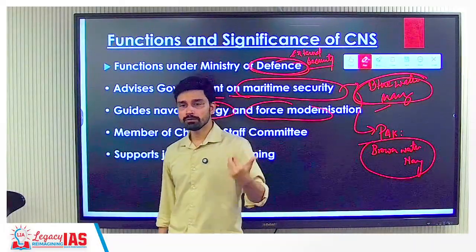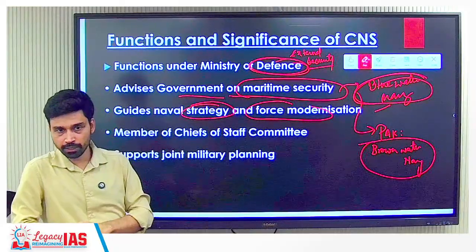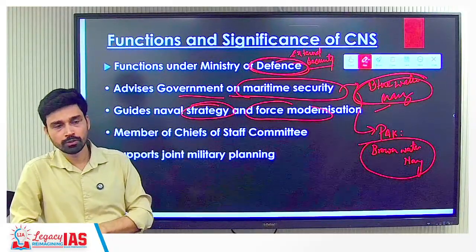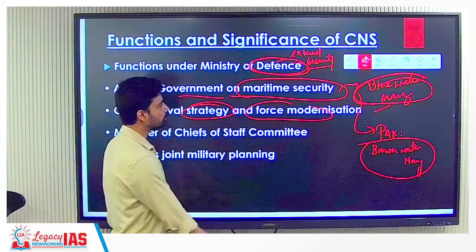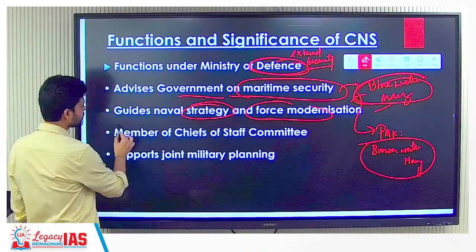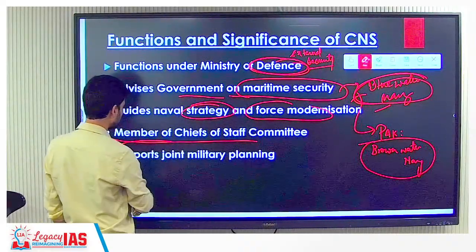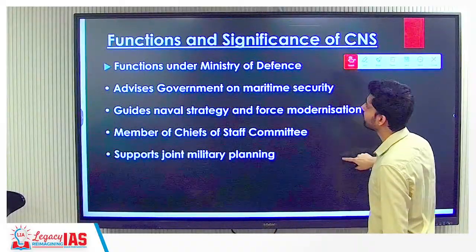provide security cover control. So for example, Gulf of Aden was in news recently, right? A lot of piracy activities are going on. So Indian Navy was able to help a lot of ships there. Why? Because of our blue water Navy capabilities as such. So that is where it comes into the picture. Member of Chiefs of Staff Committee and overall support the joint military planning as such.